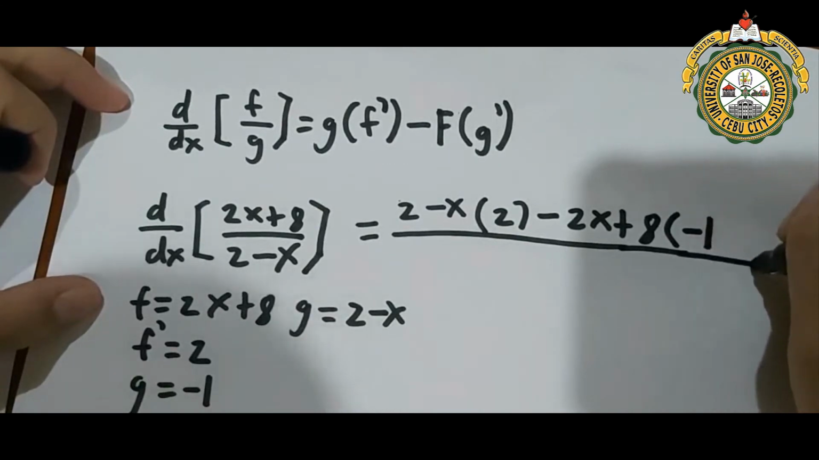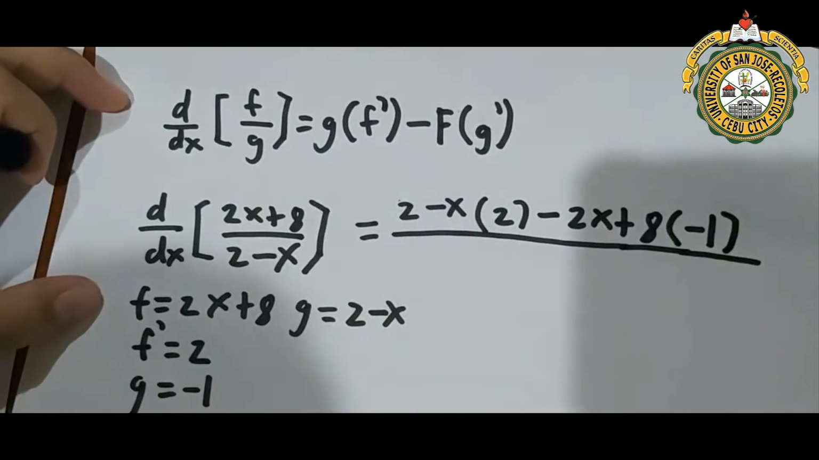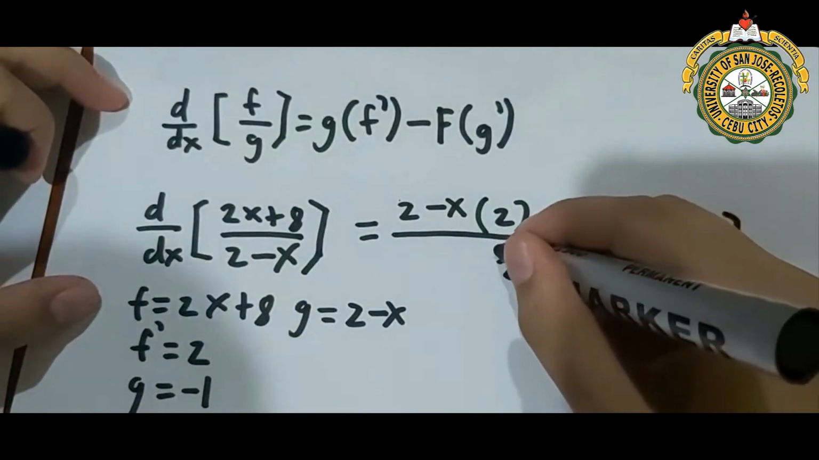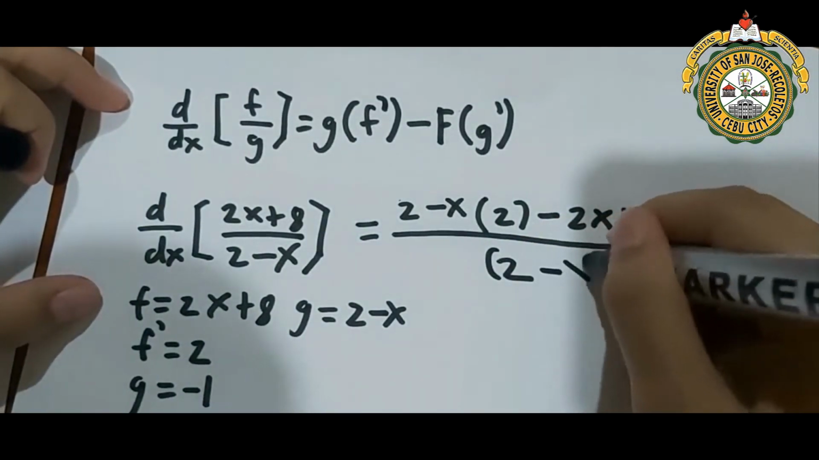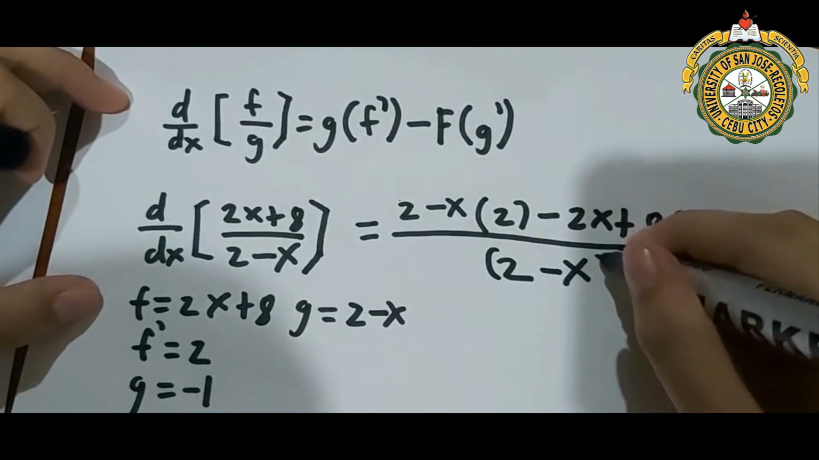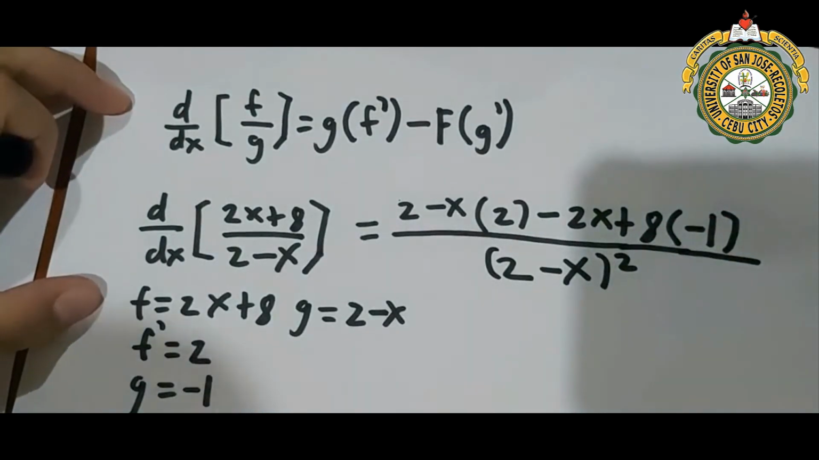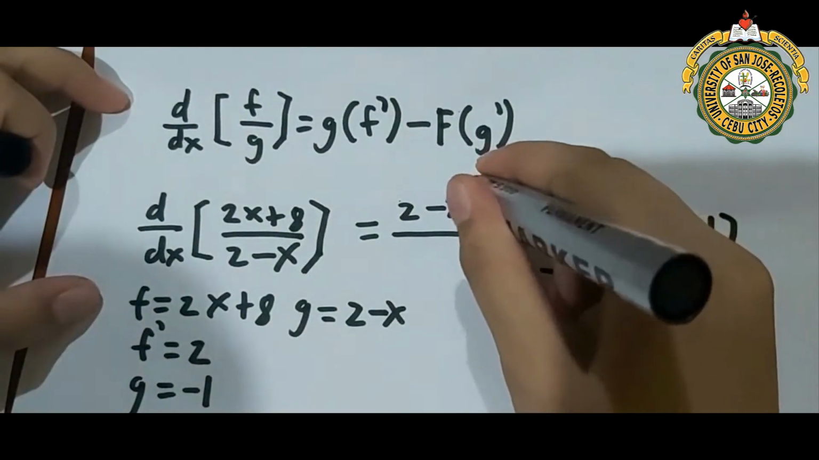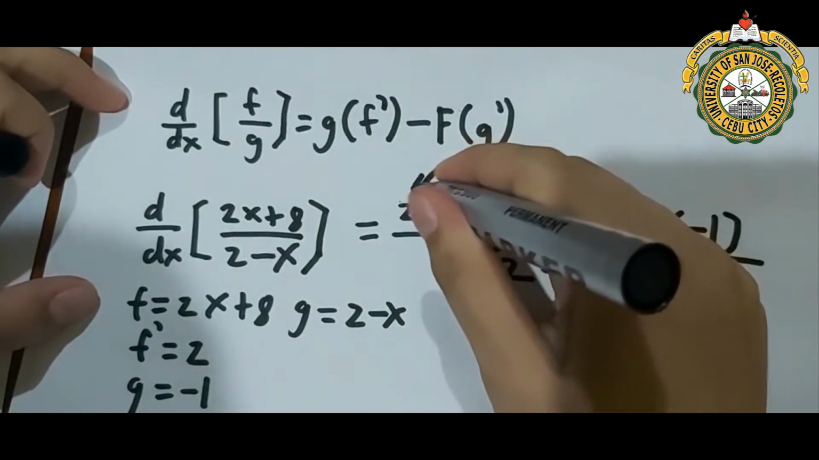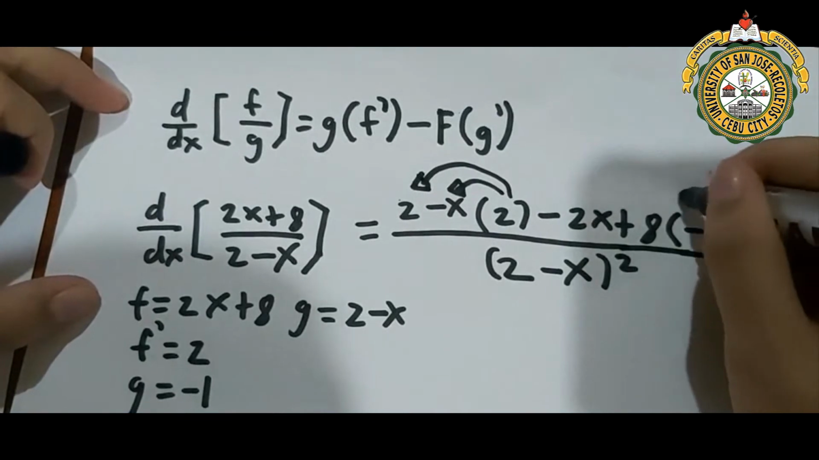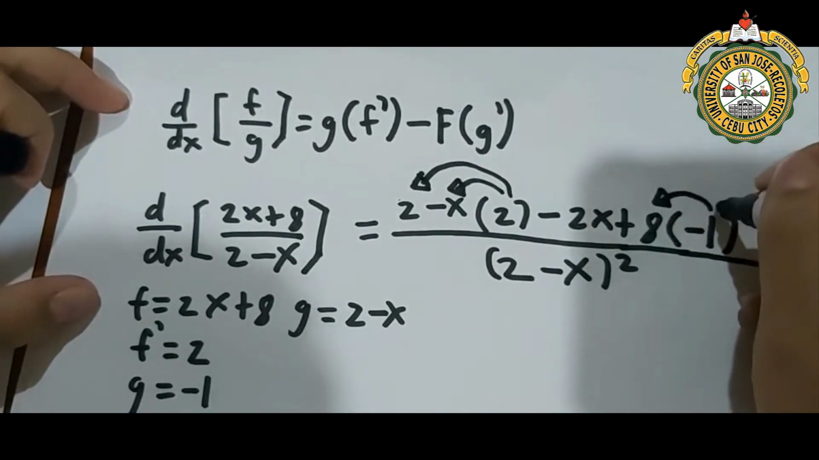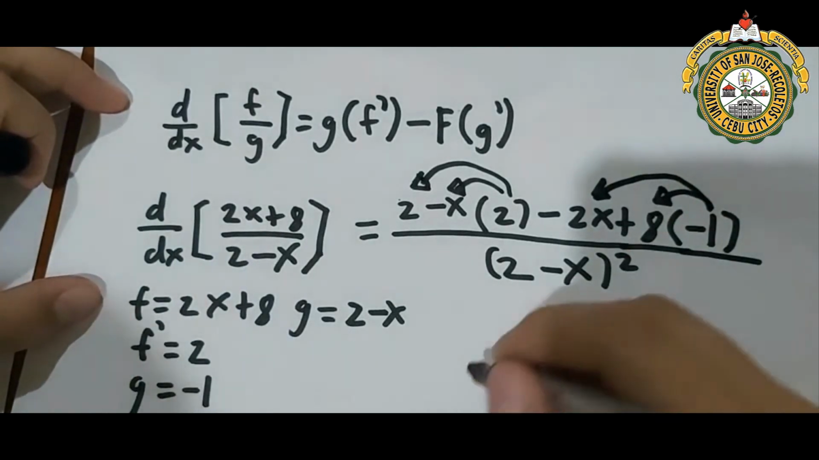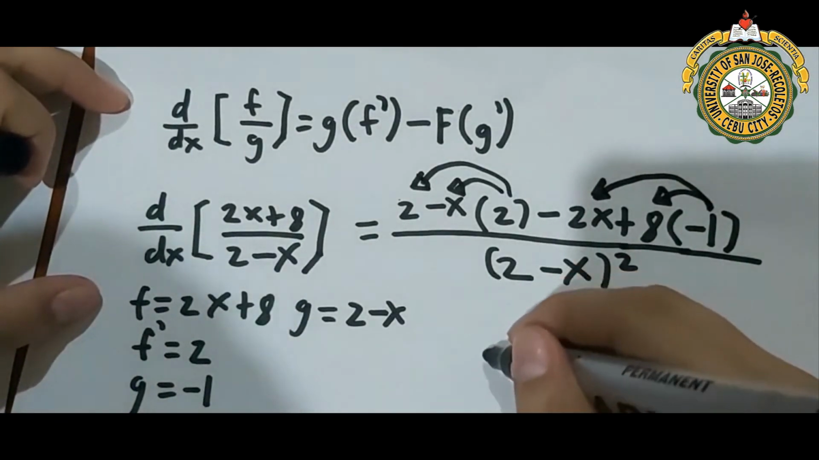First, let's start with g of x. The function g of x is 2 - x, multiplied by the derivative of f of x, which is 2, then minus f of x, which is 2x + 8, multiplied by the derivative of g of x, that is negative 1, divided by g of x squared, and g of x is 2 - x, and square that expression.